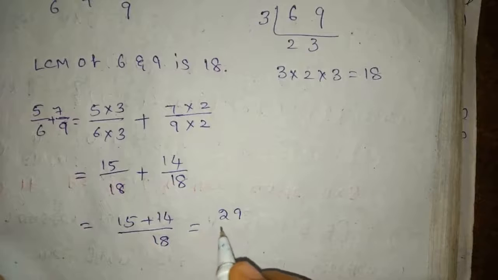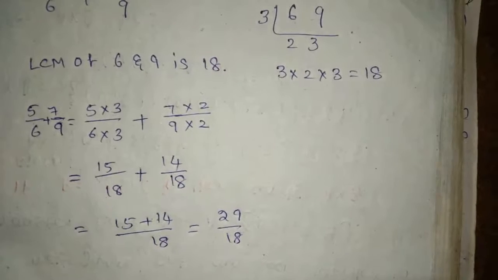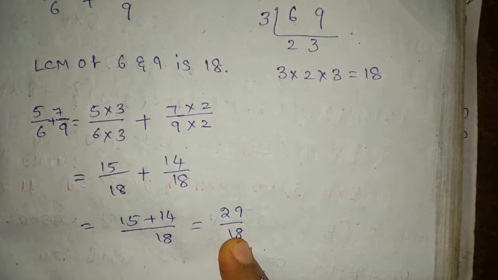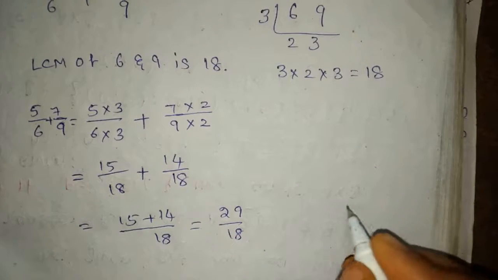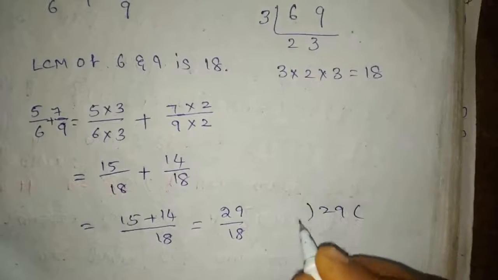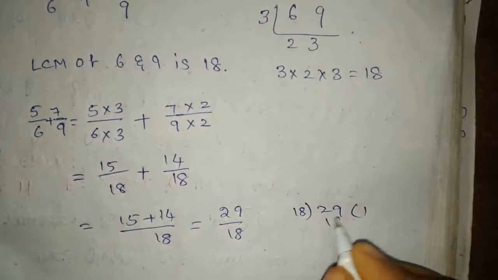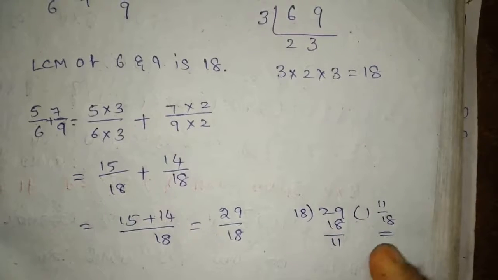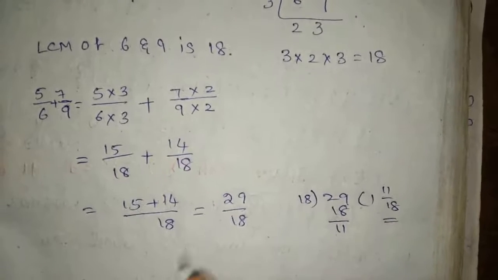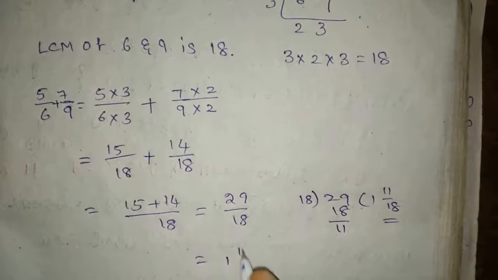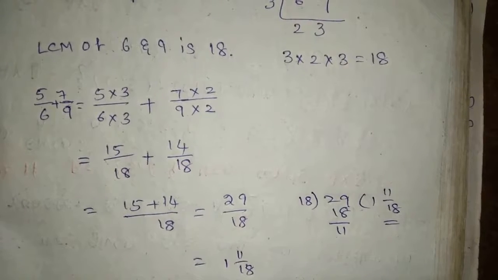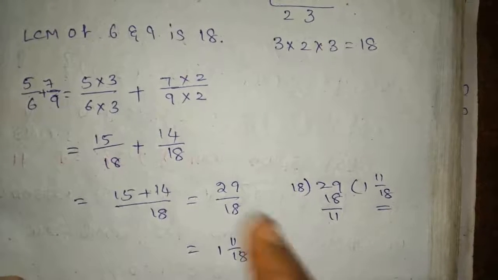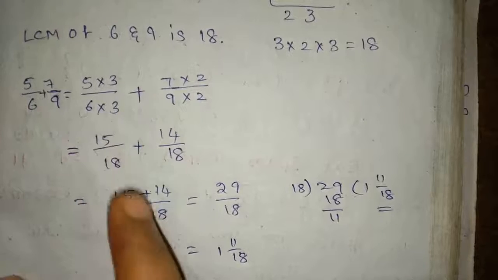That is 15 plus 14, 29 by 18. Here the improper fraction is changed into a mixed fraction. 29 divided by 18, 18 ones are 18, remainder 11. So 11 by 18. This is the mixed fraction, that is equal to 1 and 11 by 18. Okay, in this way we find the addition of fractions with different denominators.